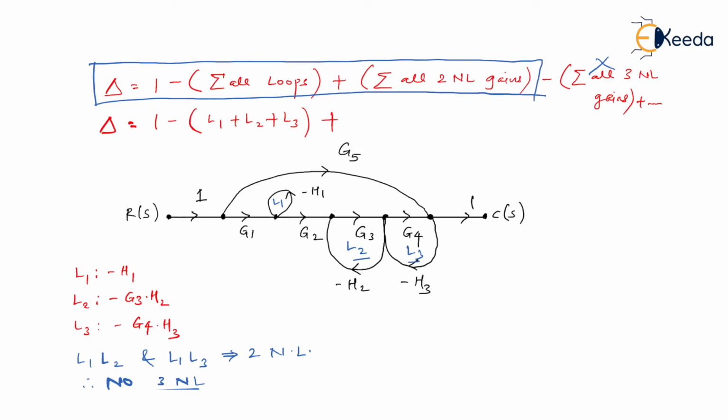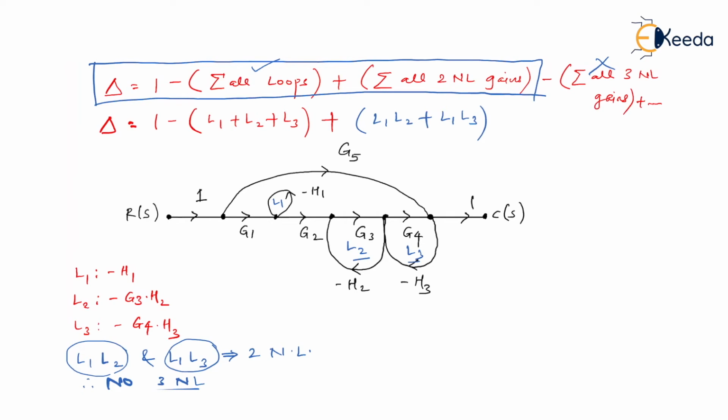I hope you got the meaning of delta. The first bracket we have already seen, that is the summation of all loop gains. Then we have the summation of all two non-touching loop gains. Since we have only two pairs, L1, L2 and L1, L3, I'll write in the bracket L1, L2 plus L1, L3. Am I right? Now you only have to substitute the values of L1, L2 and L3 in the delta, and write the final delta, and that's the denominator of your transfer function.